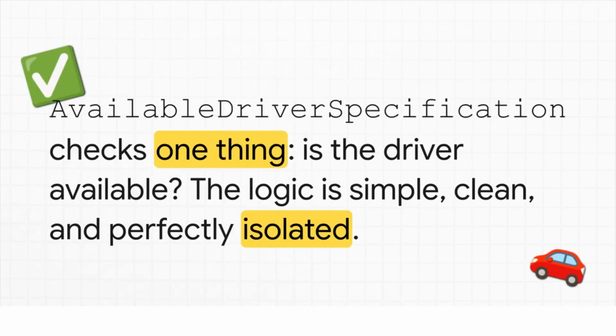All right, let's look at our first real example. This is the AvailableDriverSpecification. It's just a class that implements that interface we just talked about, and its isSatisfiedBy method has literally one line of logic. Return driver.isAvailable. That's it. It's focused, it's self-contained, it's perfectly isolated.